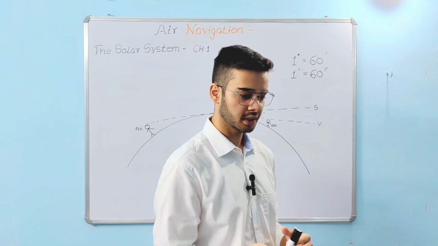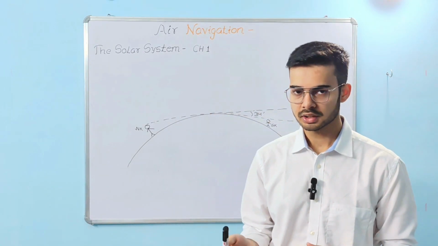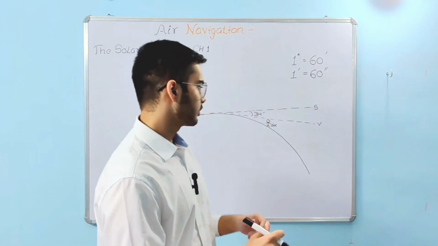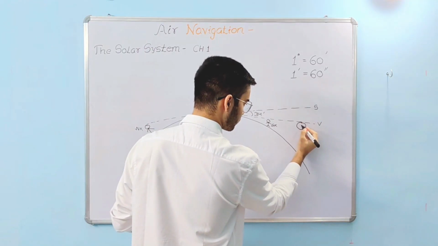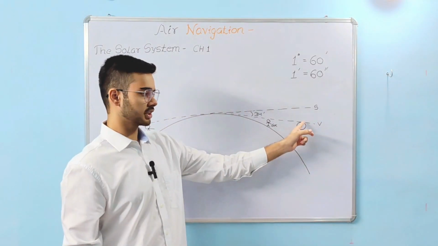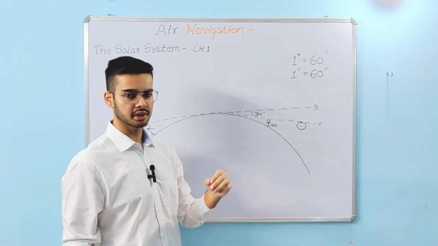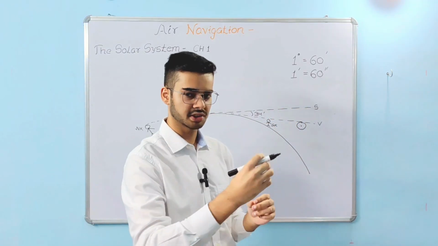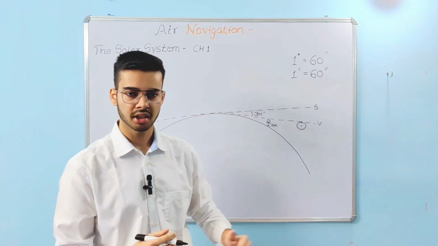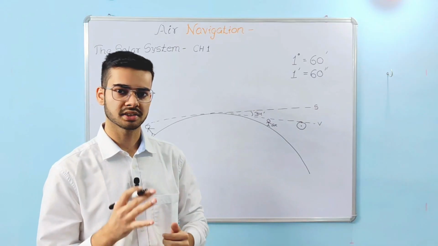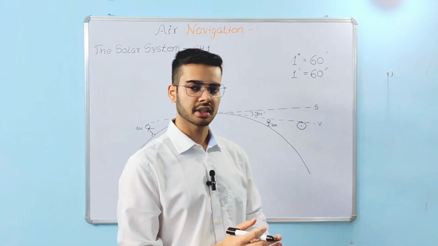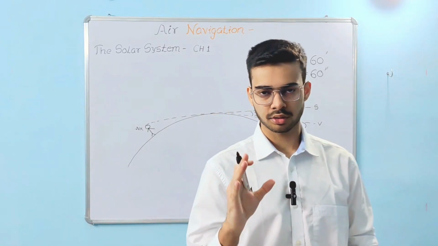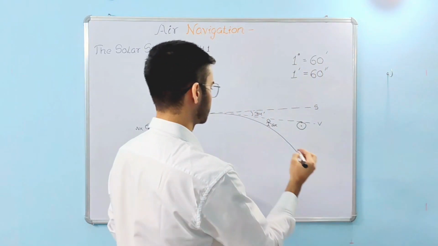Given in Oxford Air Navigation and R.K. Bali, they say that when the sun's tip is just touching the visible horizon, or we can say the sun's top limb is just above the visible horizon, we consider that time as the sunset. So now we'll also see its relation with the sensible horizon because it's going to come into use later on.